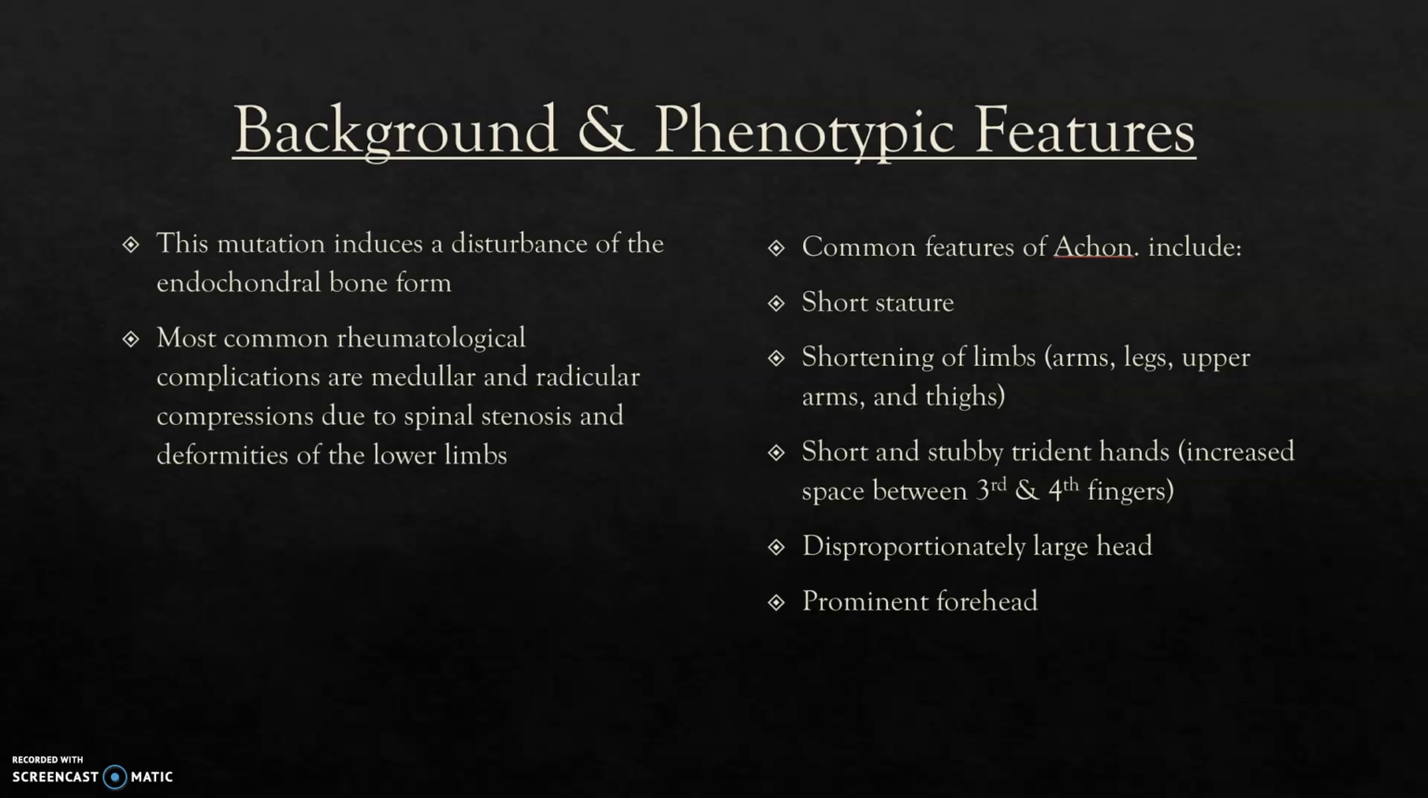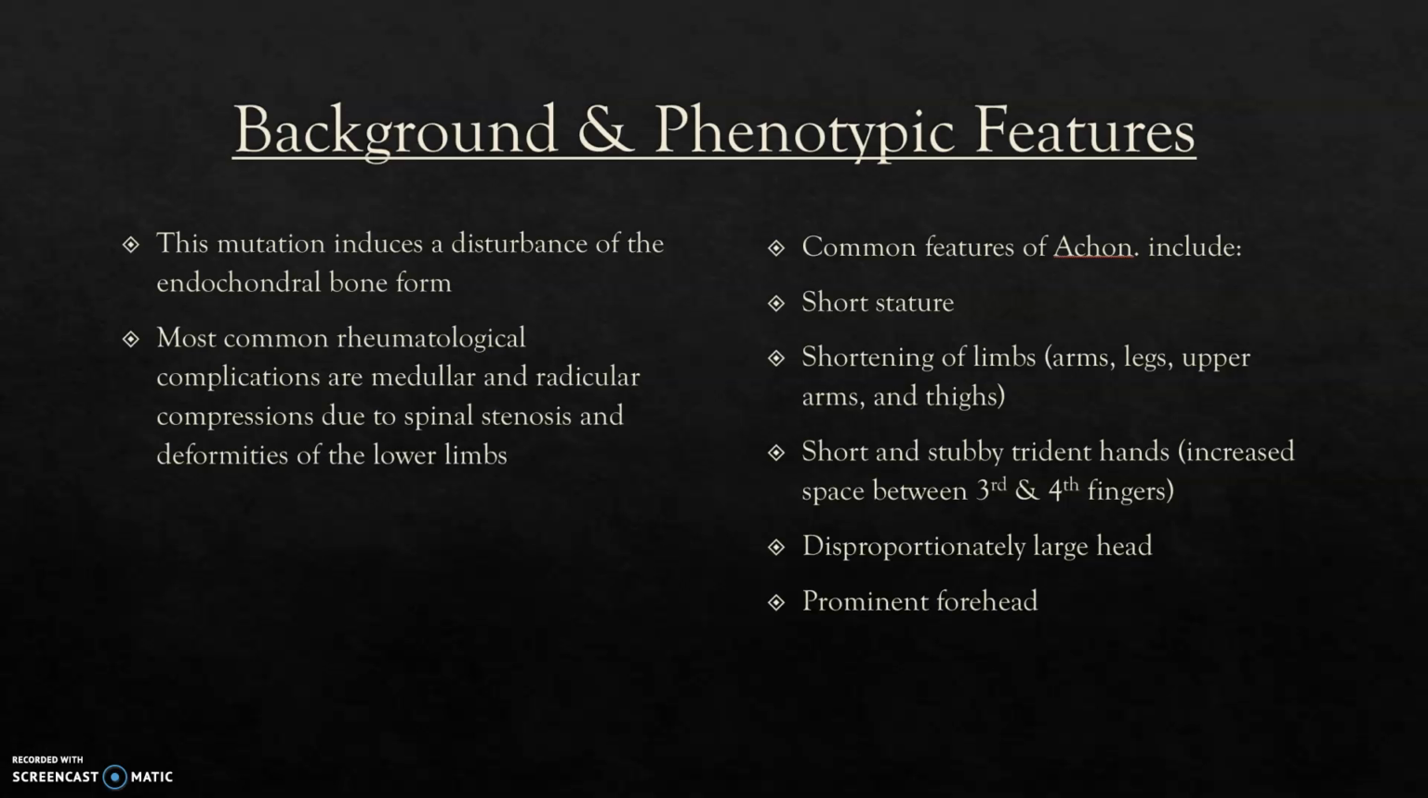Background and phenotypic features. This mutation induces a disturbance of endochondral bone formation. The most common rheumatological complications are medullary and radicular compressions due to spinal stenosis and deformities of the lower limbs. Spinal stenosis puts pressure on the spinal cord and the nerves within the spine, so you can imagine what type of pain they are in.